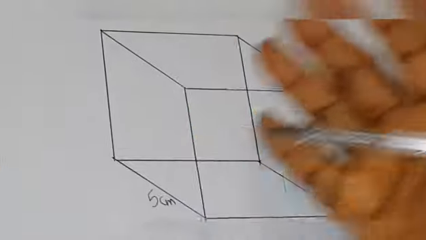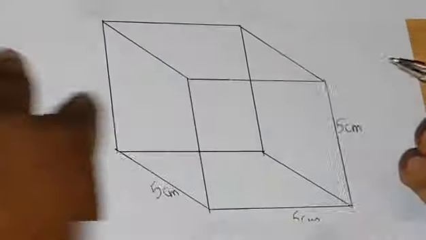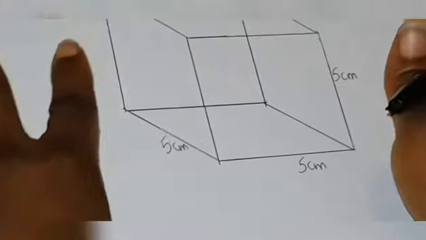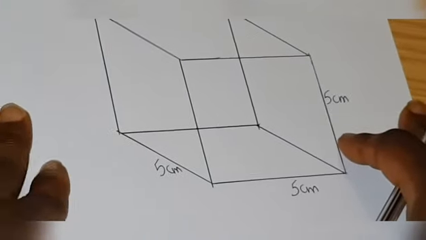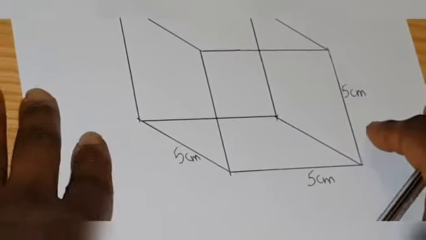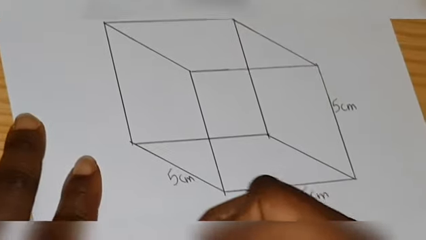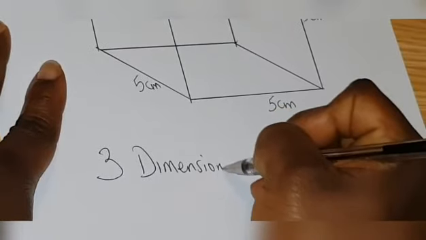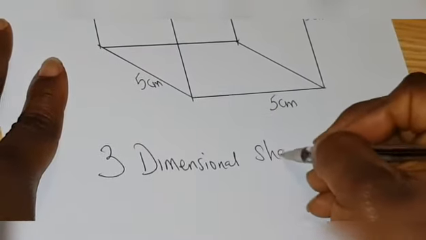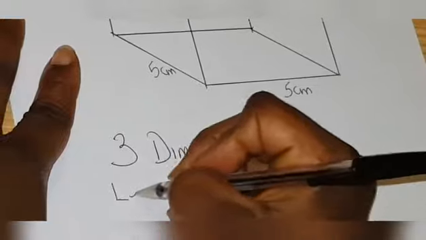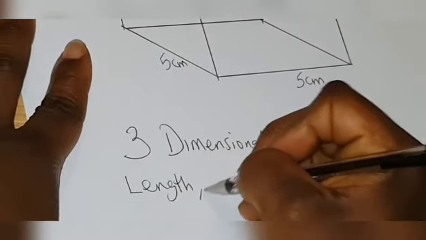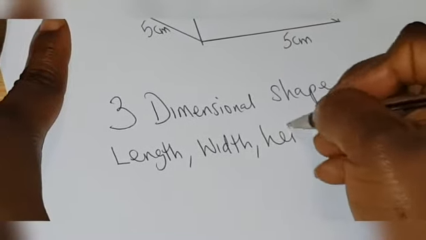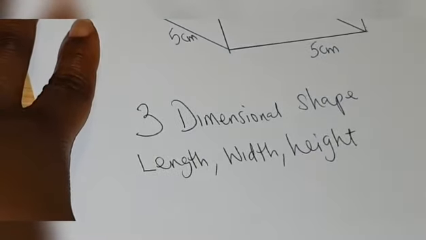Okay, so this is also a transparent cube. It is transparent because you can see the inside. All right, and then the reason why it's a 3-dimensional shape is because it's got the length, the width or breadth, and height. Those are the 3 dimensions.